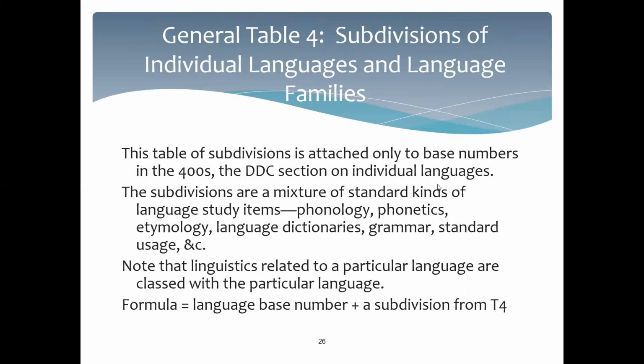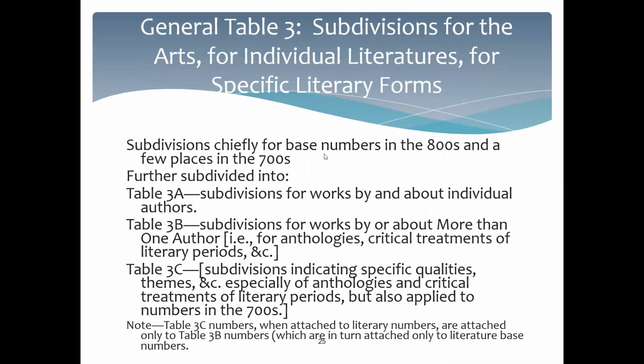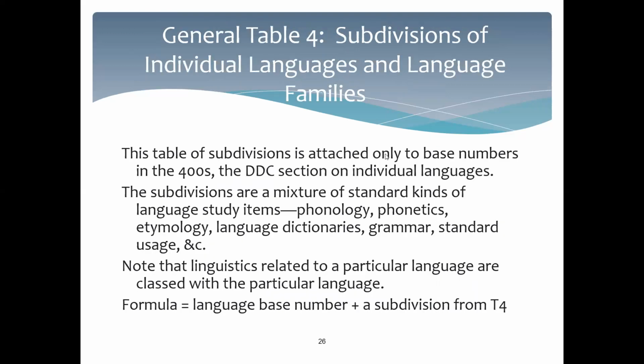material. This table of subdivisions is attached only to base numbers in the 400s, and that is the Dewey section on individual languages. So these two are actually in some ways pretty easy to know when you would apply them. For Table 3, you're going to apply it for only the 800s and 700s. Table 4 is going to be for the 400s. And this one is a subdivision. These subdivisions are a mixture of basic things related to language study: phonetics, etymology, language dictionaries, grammar, standard usage, things like that.